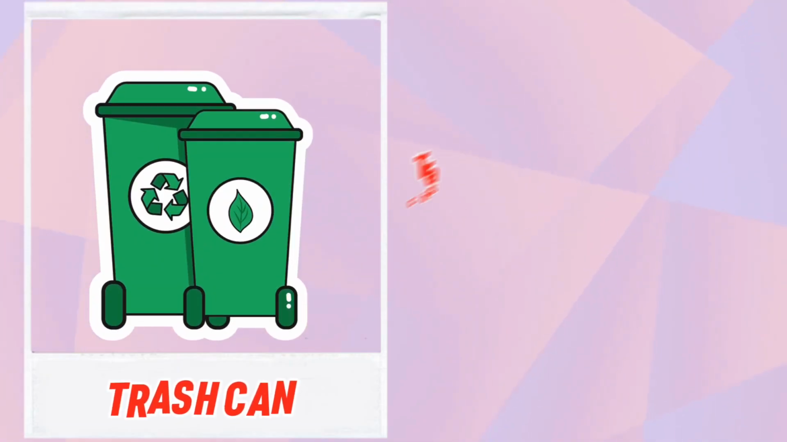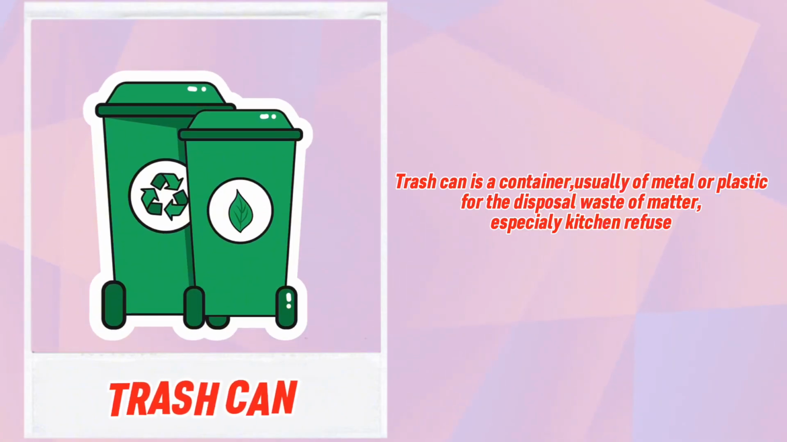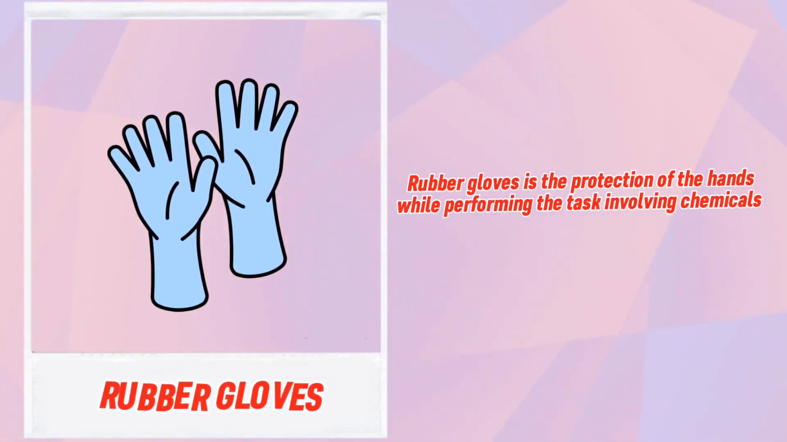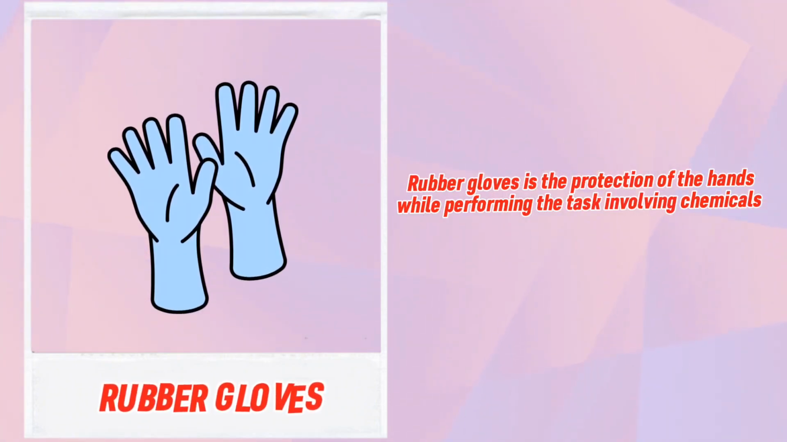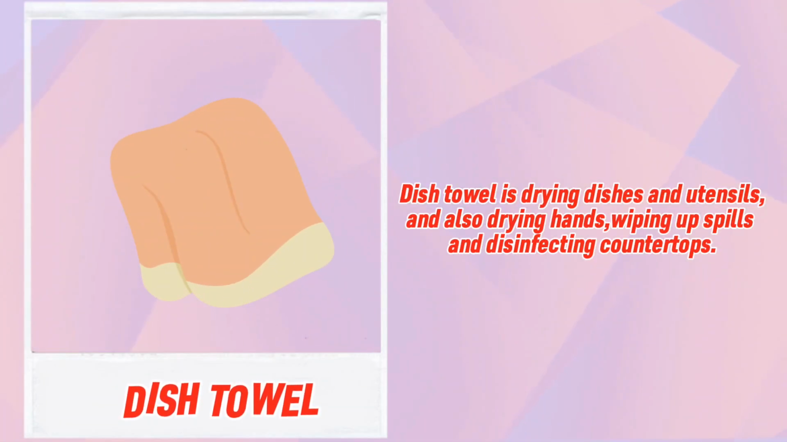Trash can. Trash can is a container, usually of metal or plastic, for the disposal of waste matter, especially kitchen refuse. Rubber gloves. Rubber gloves are for protection of the hands while performing tasks involving chemicals.